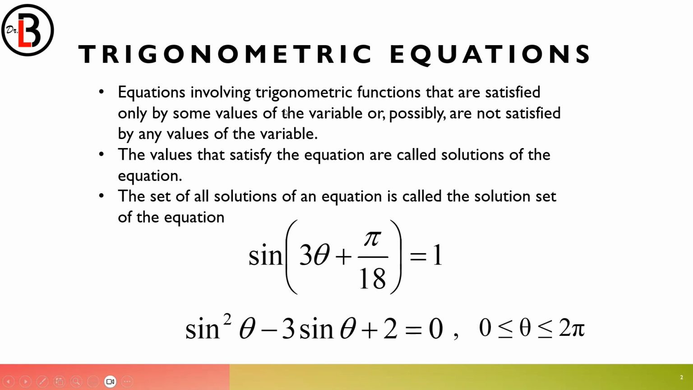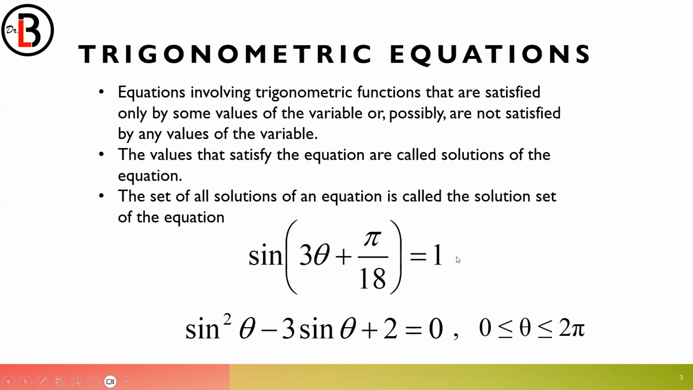They're basically equations involving trigonometric functions that are satisfied only by some values of the variable or possibly are not satisfied by any values. So meaning sometimes they may have answers or they may not give us answers. The values that satisfy the equation are called solutions of the equations. And then the set of all solutions of an equation is called the solution set.